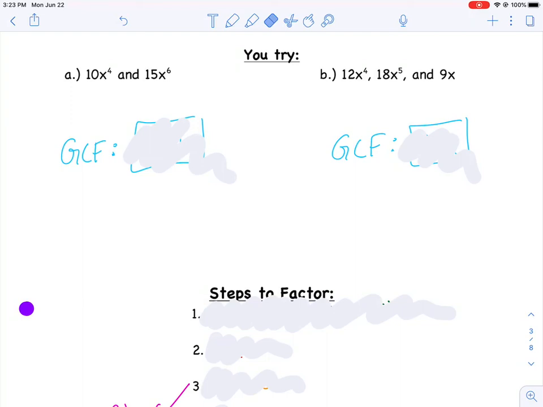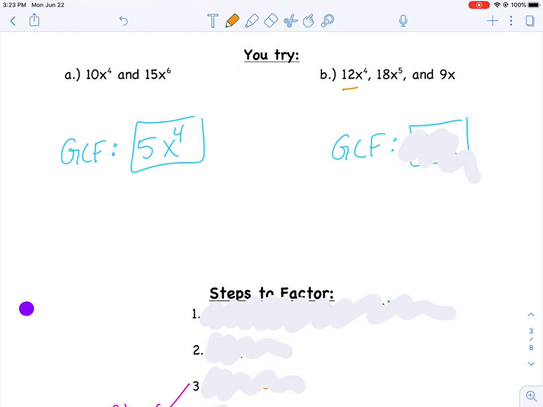All right, the greatest common factor between 10 and 15, the biggest number that I can divide into both of those, would be a 5. The greatest common factor between x to the 4th and x to the 6th would be x to the 4th. So my GCF for those two would be 5x to the 4th.